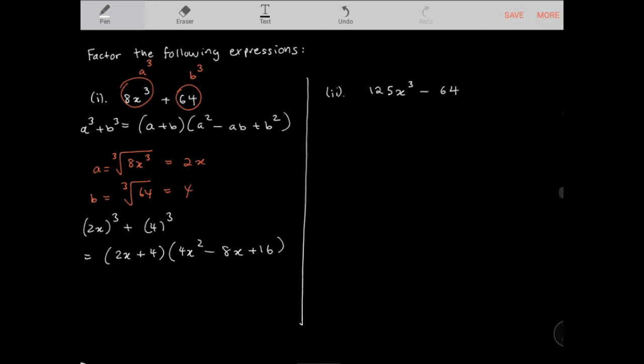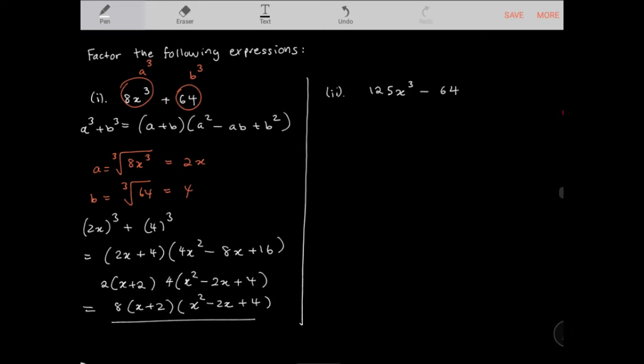Okay? And if you wanted to, you can simplify these factors a little bit more, because you can see that they have common multiples. So I'm going to factor this out as 2 times x plus 2. I'm going to factor out a 4 here, times x squared minus 2x plus 4. And if you multiply the 4 and the 2 together, you get 8 times x plus 2 times x squared minus 2x plus 4. Okay, so that is the fully factored version.